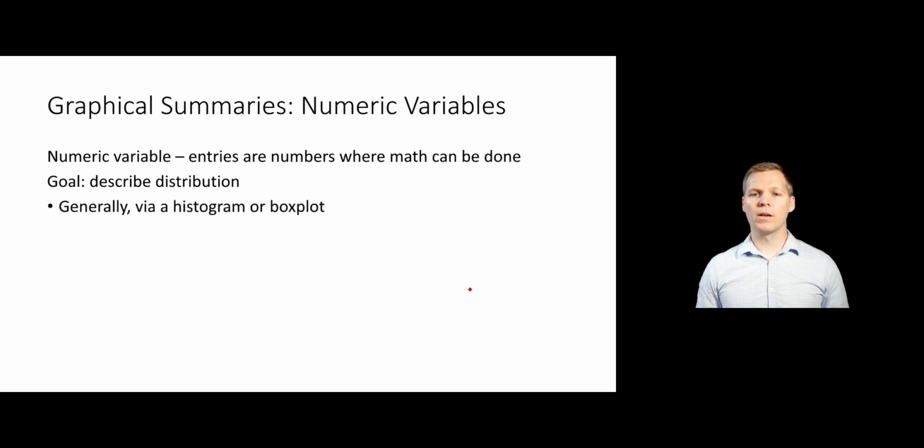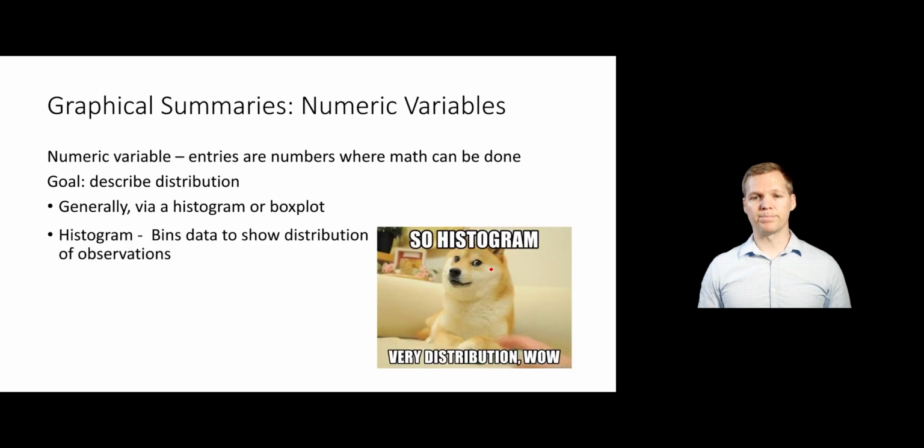variable. And we can describe the distribution pretty well using a histogram. That's going to allow us to look at the shape of the distribution. And then a box plot is going to do a nice job summarizing a number of the key attributes of the distribution as well. So we'll look at both of those.